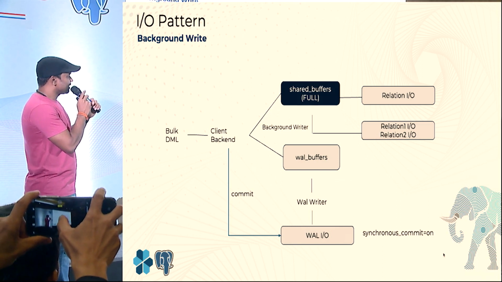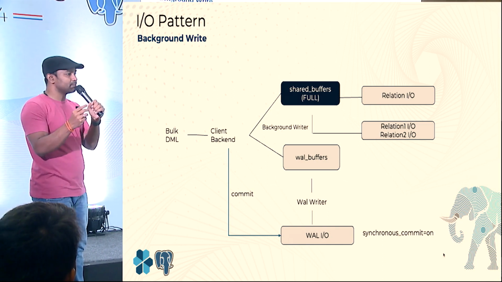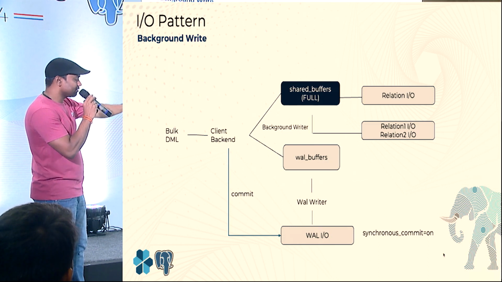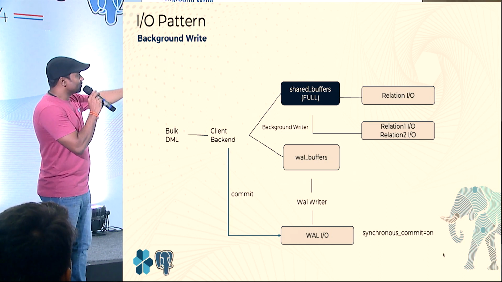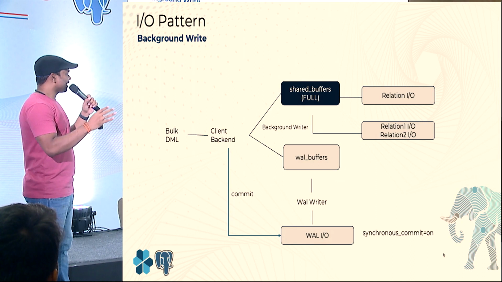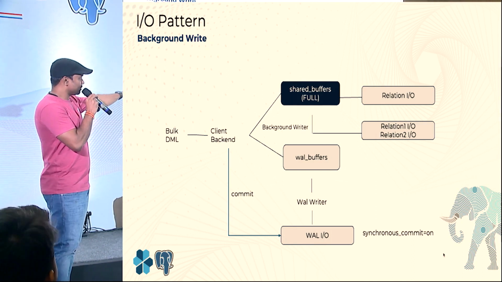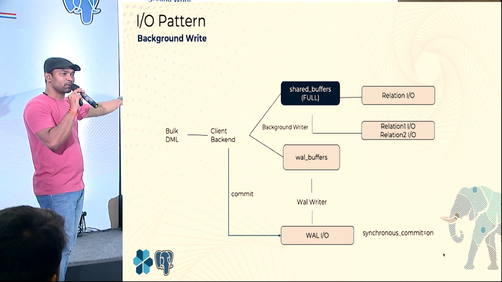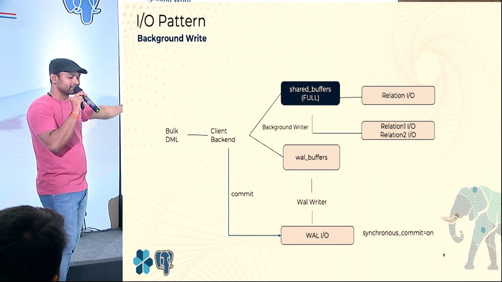Here is one more interesting pattern, where the client backend is doing bulk DML, right? And your shared buffers got full. And we have the WAL writer anyhow, which is generating I/O. And the BG writer will also try to clean some of the shared buffers, right? If the client backend is not getting sufficient shared buffers, then it is the client backend's responsibility to clean some of the buffers. So here we have three processes which generate I/O in this case, right?